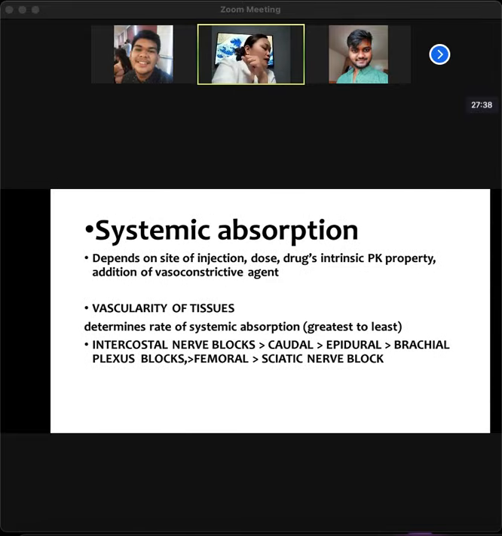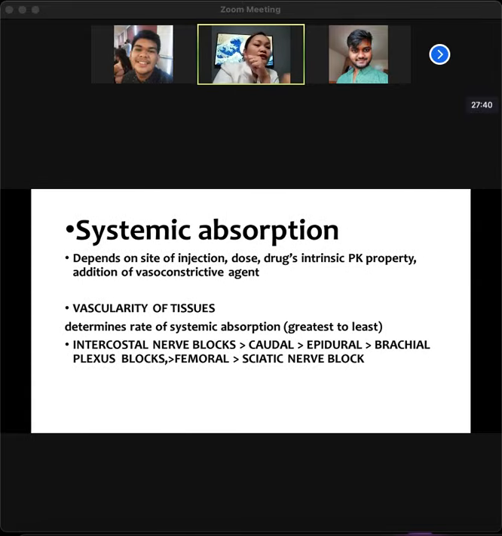The systemic absorption of your local anesthetic depends on the site of injection, dose, drugs, its intrinsic PK property, and addition of your vasoconstrictive agent, like adding epinephrine. Epinephrine will vasoconstrict the area of your site of injection. Hence, the drug will only be concentrated on that area. Hence, the duration of action will be longer.